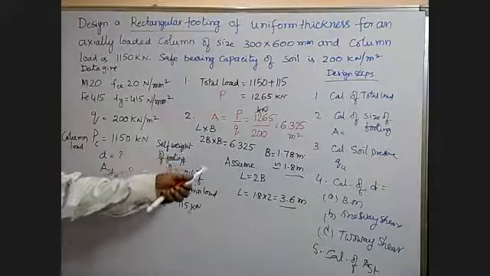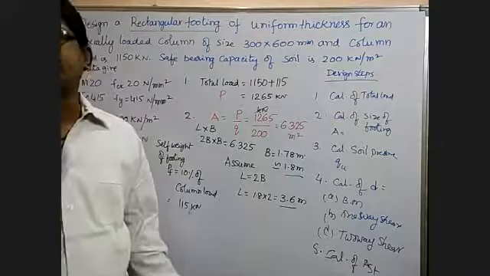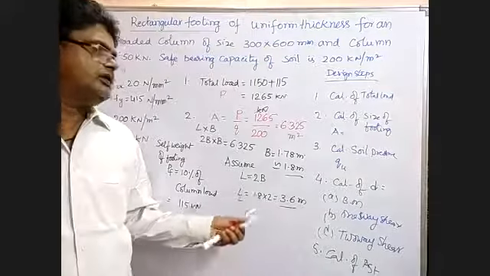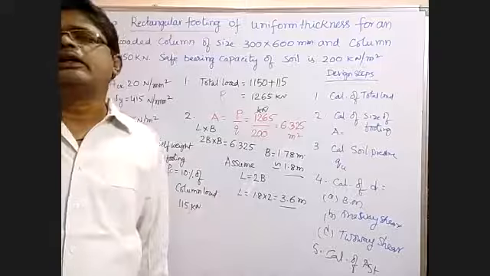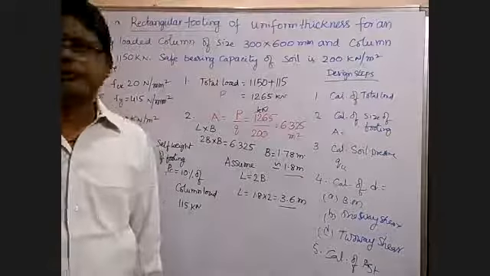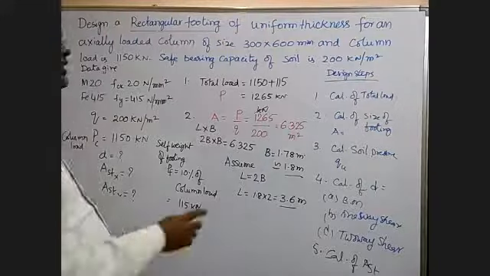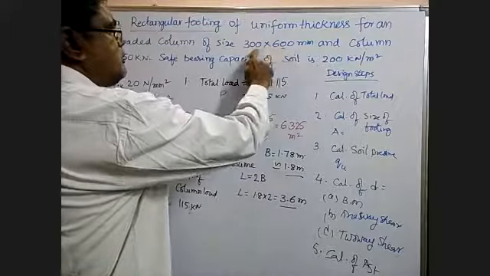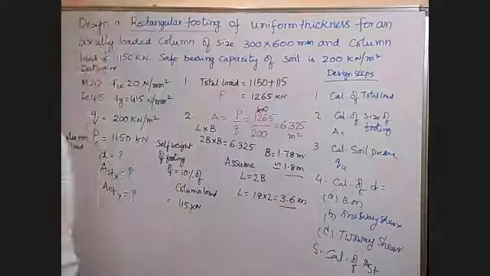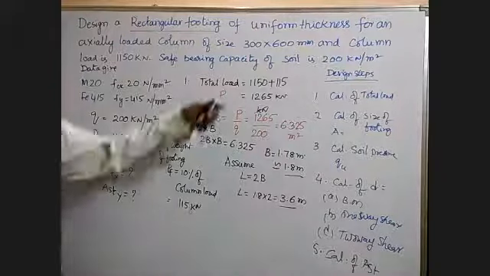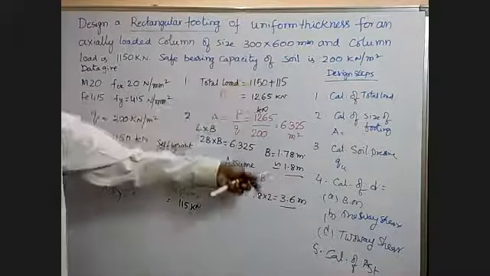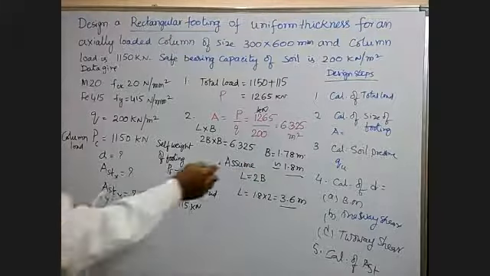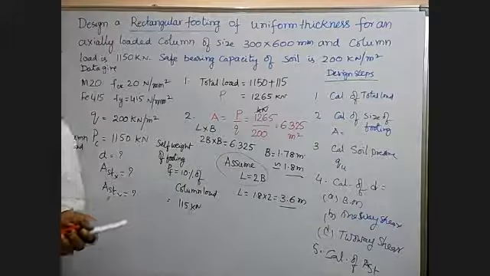Why take L is equal to 2B? It is only an assumption, there is no such rule. Since we have to follow some method, we assume L is equal to 2B. Another basis is the column size given, 300 into 600, which is two times of this one, so in that way also you can calculate. It is only an assumption, L is equal to 2B.